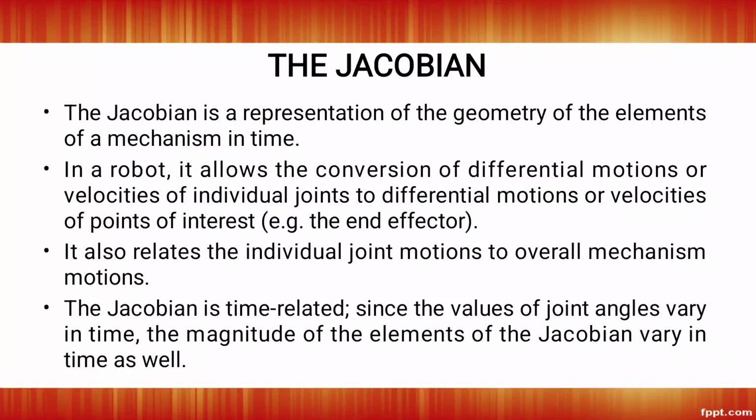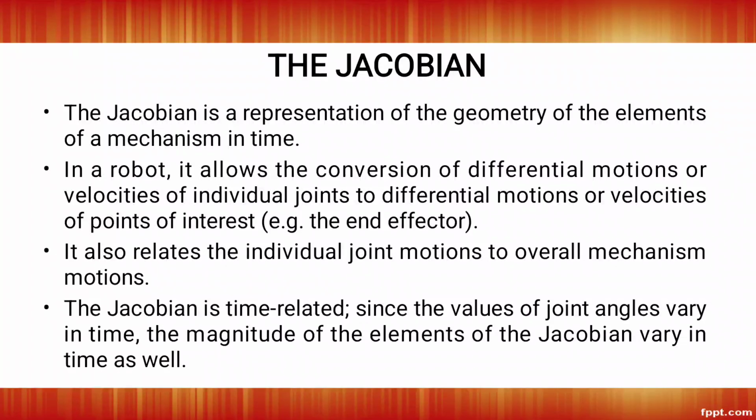So, Jacobian means what? It is a mathematical tool that shows how the motion of a robot's joints affects the motion of the robot end effector at a particular moment of time. In simple words, it converts small joint movements or joint velocities into small movements or velocities of the end effector. Because a robot's joint angles change with time, the robot's shape or geometry also changes. So the Jacobian changes with time as well.